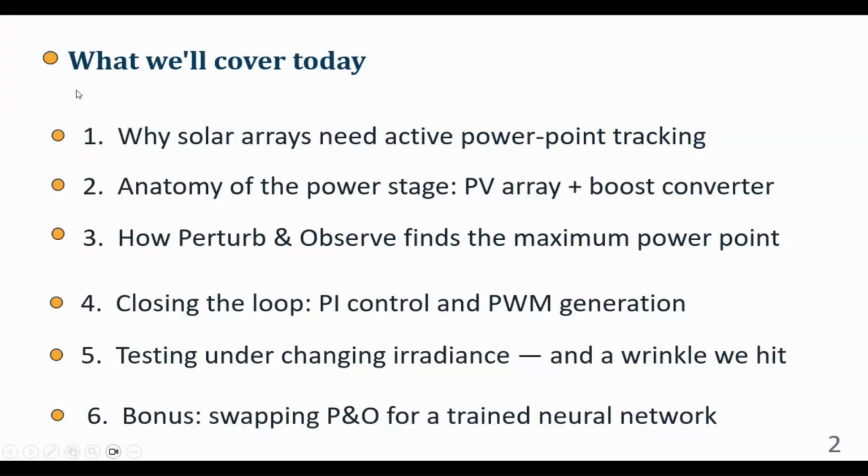Let's begin with the topics that we'll cover today. First, we'll discuss why photovoltaic systems require maximum power point tracking. Next, we'll examine the power stage, including the PV array and the boost converter. We'll then study the Perturb and Observe algorithm and see how it searches for the maximum power point. After that, we'll look at how the PI controller and PWM generator regulate the converter. We'll also test the system under changing irradiance conditions and discuss one practical issue that appears during transient operation. Finally, we'll see how a trained neural network can replace the conventional PNO algorithm.